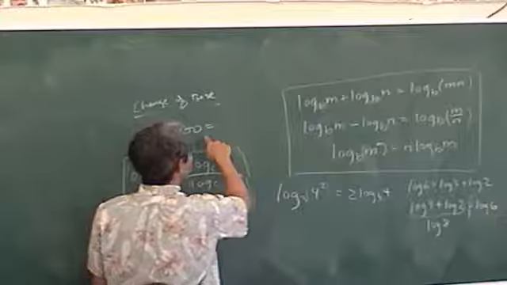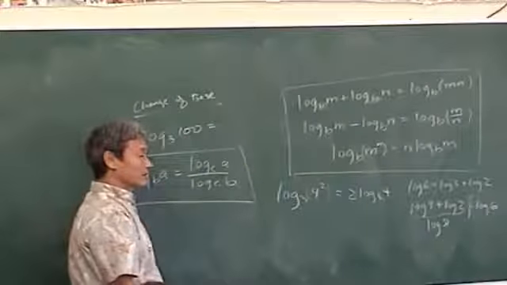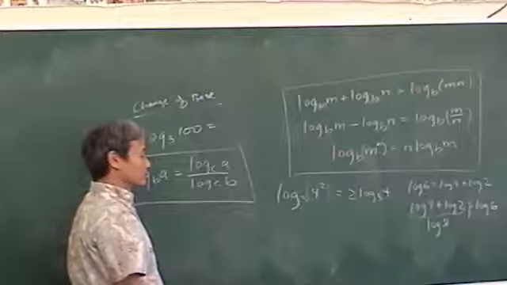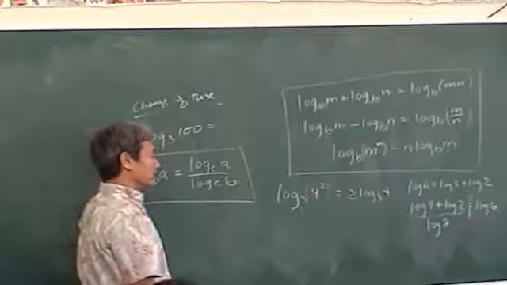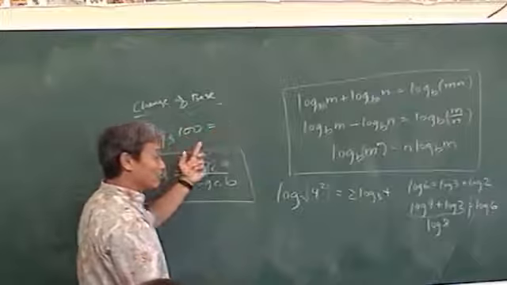Okay, now before I show you how to get this on your calculator, can you think of what this number is equal to? Is it 1 point something, 2 point something, 3 point something, what? Because what does this mean? This means 3 to the what power equals 100.